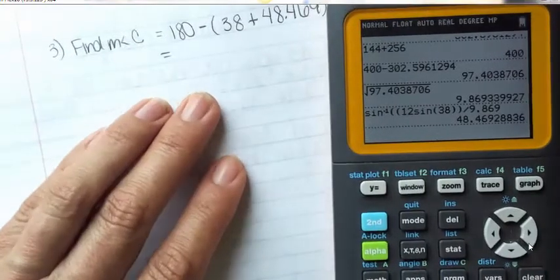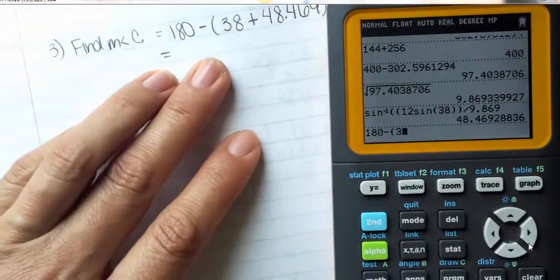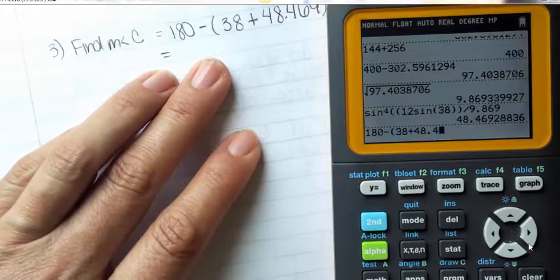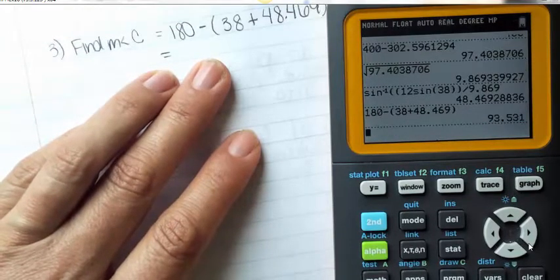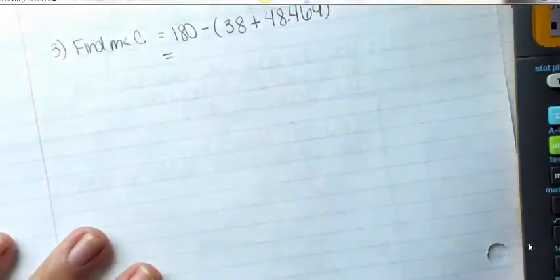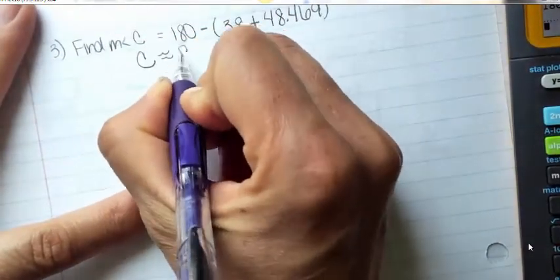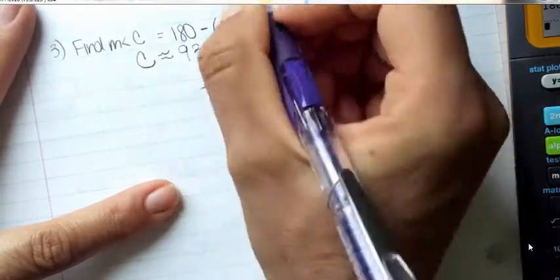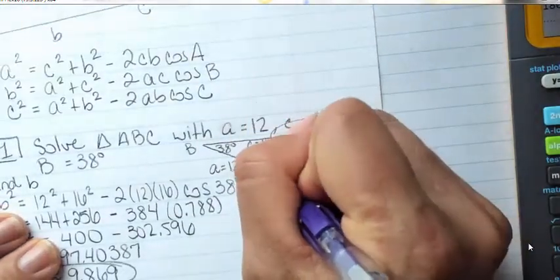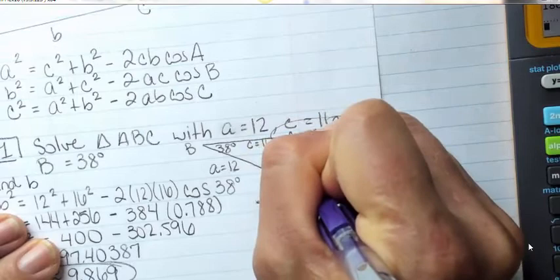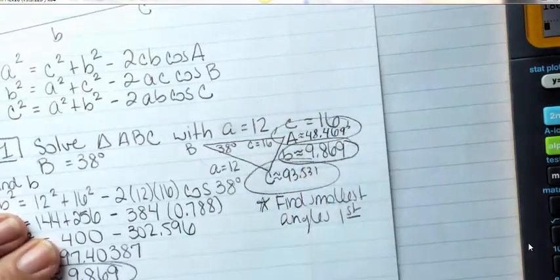Okay, and then so I'll just do that really quickly. 180 minus 38 plus 48.469. And that ends up giving me 93.531. And these are approximate. But now I've solved everything, as I can see by just looking at the triangle that I've drawn. All right, let's do another one.